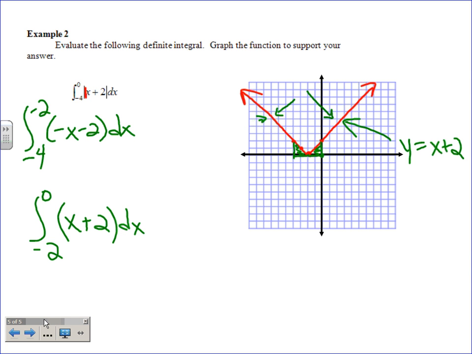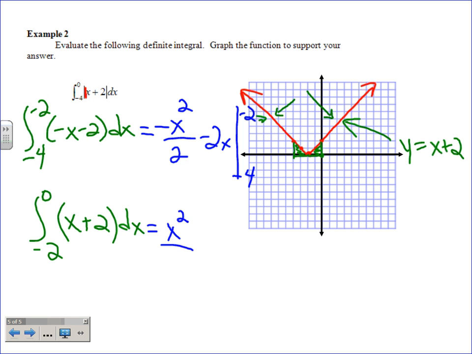So your antiderivative for this one, negative x squared over 2 minus 2x, again, from -4 to -2. All right, and then we'll just do it down here real quick. This one then is x squared over 2 plus 2x from -2 to 0. What'd you get for the top answer? 2. What'd you get for the bottom answer? 2. Add it together, you get 4.